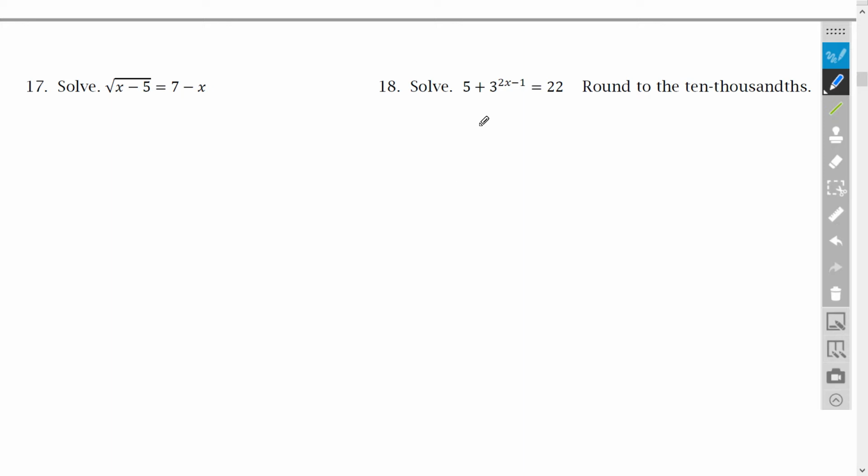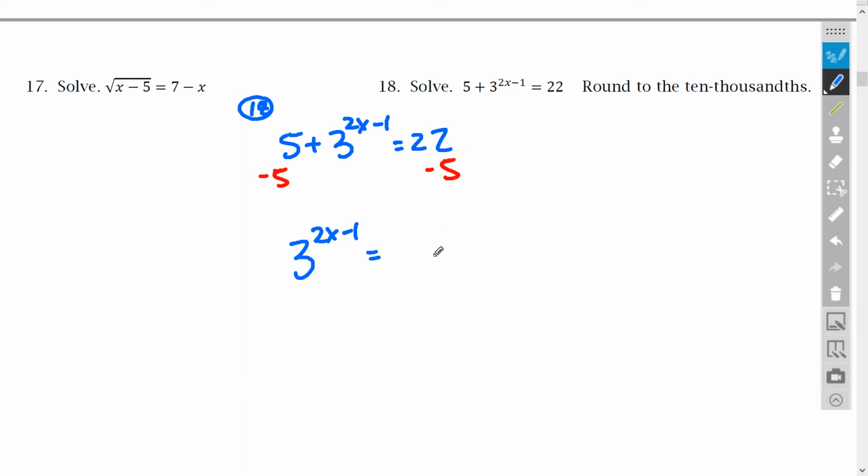All right, number 18, solve. So we have 5 plus 3 to the 2x minus 1 equals 22. So this is an exponential equation. We solve this by getting the exponent by itself, so I'll subtract 5 to do that. So 3 to the 2x minus 1 equals 17.